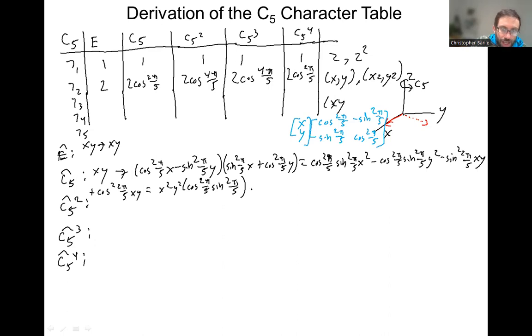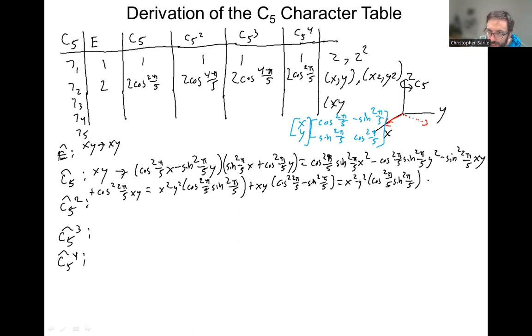Okay? And so we have that. And we can also, well, we already factored, we can factor out these terms for xy, which is cosine squared 2 pi over 5 minus sine squared 2 pi over 5. Okay, so I'm going to simplify this a little bit more. I'm keeping this x squared minus y squared term the same. I'm just going to carry it over.